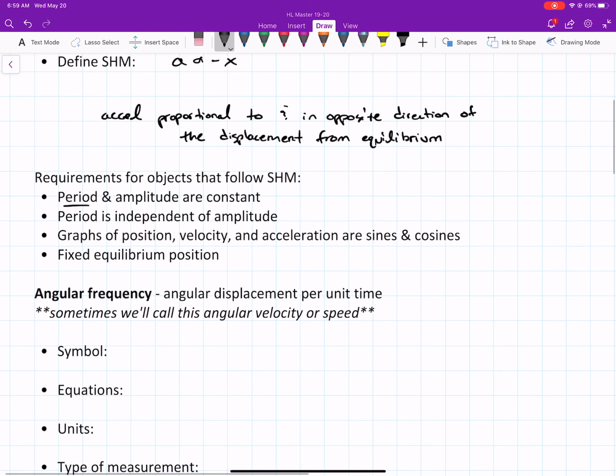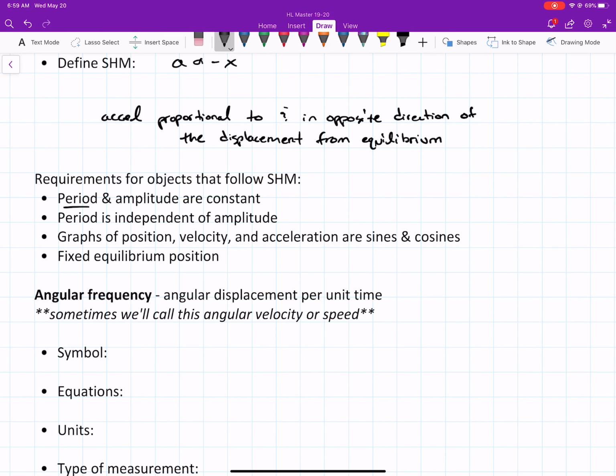It's also important to know that the period is independent of amplitude. For a spring oscillator, for example, if you pull it back further, it's still going to have the same period, or for a pendulum, same thing. It just happens to be that if you pull it a little bit further or displace it more from equilibrium, it's moving faster, so that balances out. And so those don't depend on each other if it's simple harmonic.